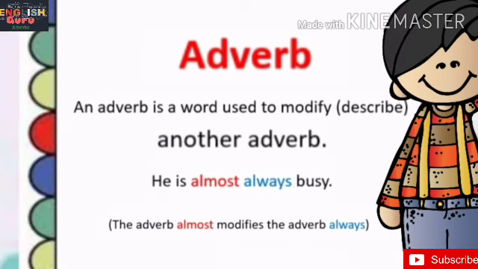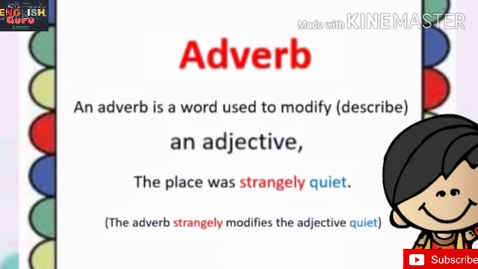Adverb is a word that modifies or describes another adverb. Its example is he is almost always busy. The adverb almost here modifies the other adverb always. So here the adverb is modifying another adverb. An adverb is a word which also modifies or describes an adjective. For example, the place was strangely quiet. Here quiet is adjective and strangely is the adverb which is describing the quiet.